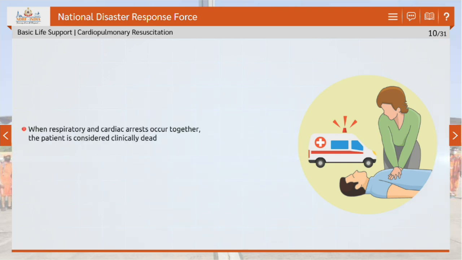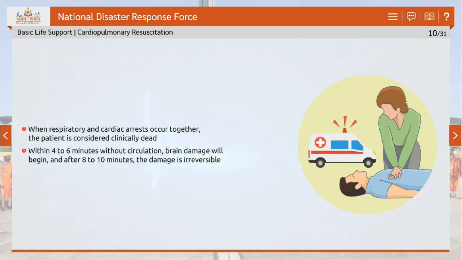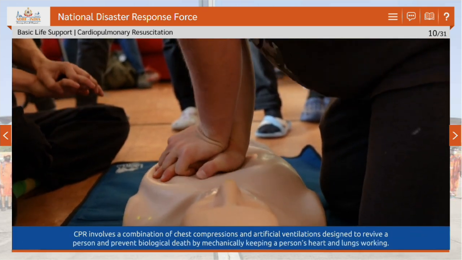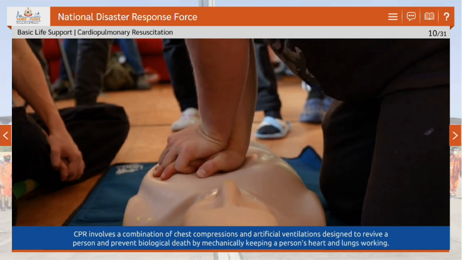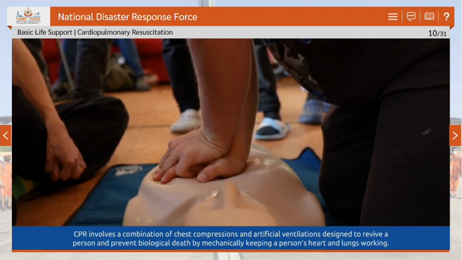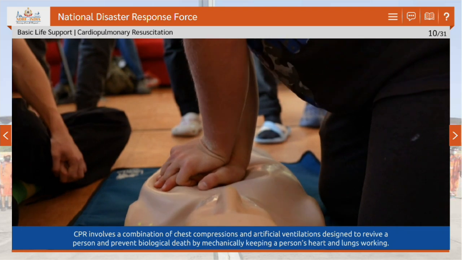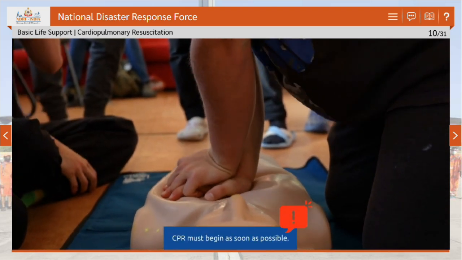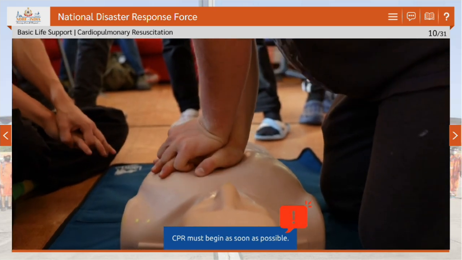When respiratory and cardiac arrests occur together, the patient is considered clinically dead. Within 4 to 6 minutes without circulation, brain damage will begin, and after 8 to 10 minutes, the damage is irreversible. CPR involves a combination of chest compressions and artificial ventilations designed to revive a person and prevent biological death by mechanically keeping a person's heart and lungs working. Note that CPR must begin as soon as possible.